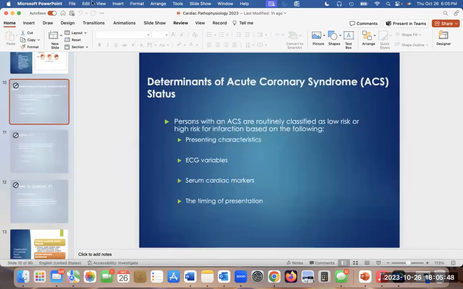Like I said before, acute coronary syndrome can lead to an MI. So we want to watch, like I said, those cardiac markers like the troponin and things like that. Any sort of presenting characteristics like the chest pain radiating down to the arm, things like that. Timing of the presentation is really important. When did it happen? Why or how?